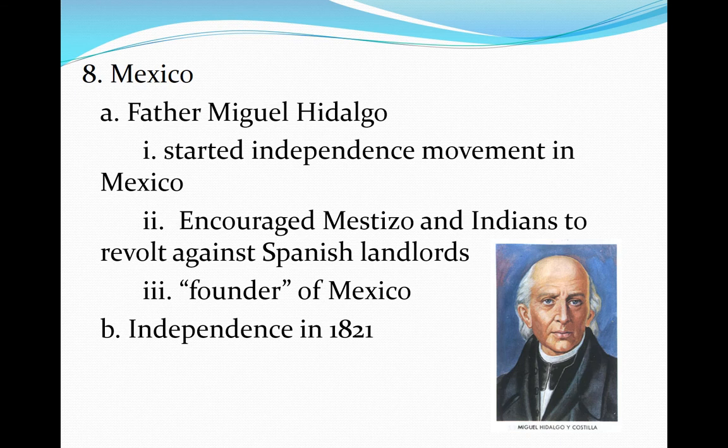In Mexico, the big figure that you are going to need to know is a man named Father Miguel Hidalgo, and he is going to be known for starting the independence movement in Mexico. What he is able to accomplish is basically encouraging these mestizos and Native Americans to revolt against these Spanish landlords, and they successfully do it. As a result, when Mexico gains its independence in 1821 from Spain, he is going to be considered the founder of Mexico. And you can see a painting of Father Miguel Hidalgo down there on the bottom right.